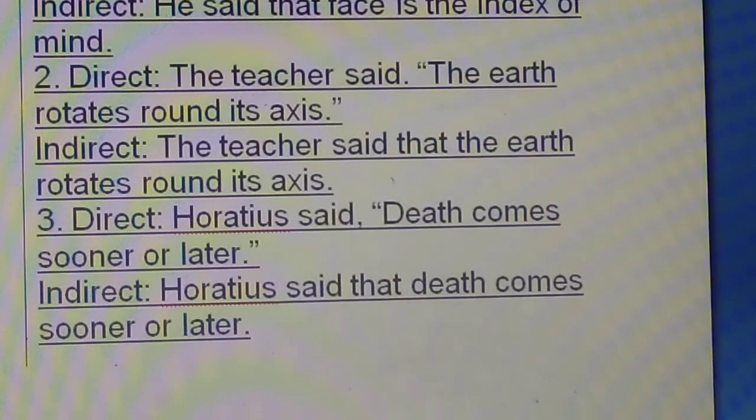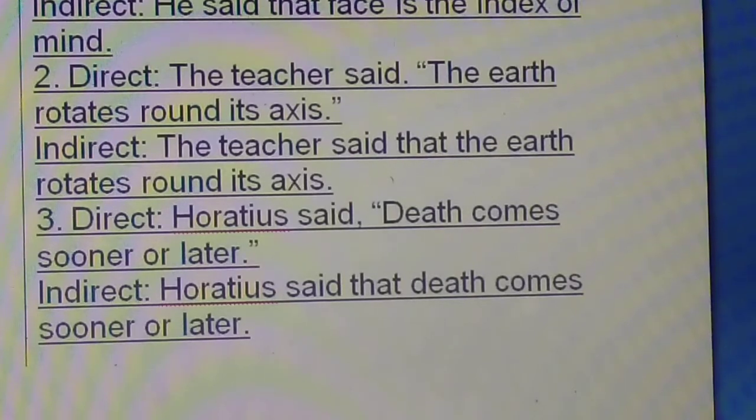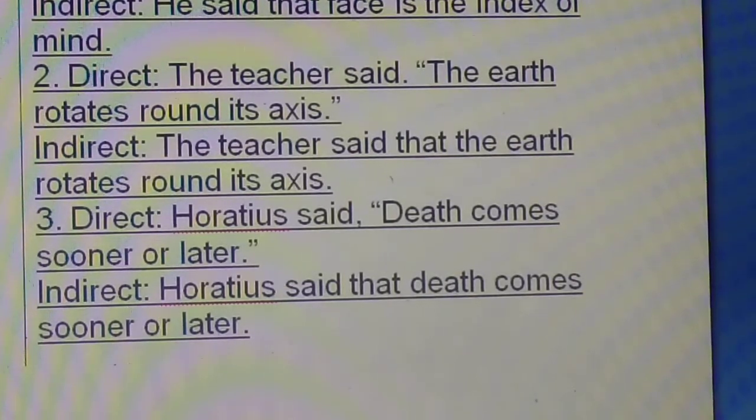Horatius said that death comes sooner or later.